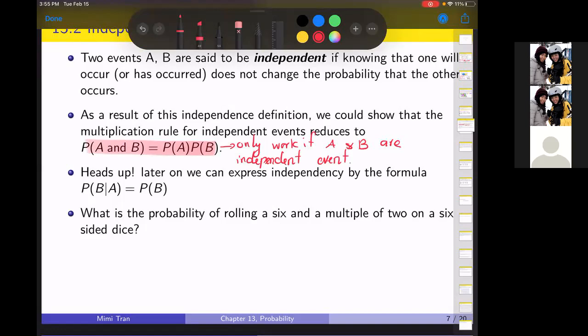Here's a heads up for the next section, which is called conditional probability. There's another formula that you can use to show A and B are independent: P of B given A equals P of B. The vertical bar means given, not divided. Don't worry about it now, but later. But again, if I ask you to prove whether A and B are independent or not, you're going to use one of these. I like the first one because it's easy to understand and not hard either.